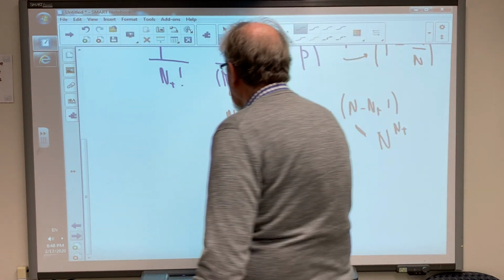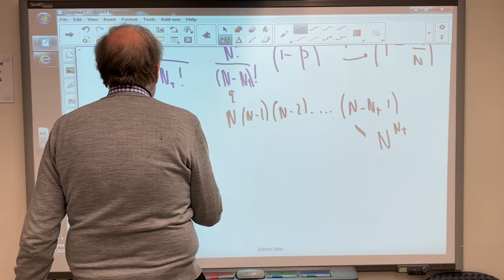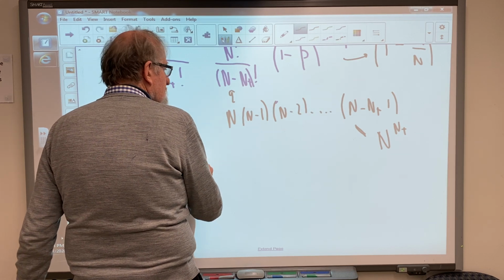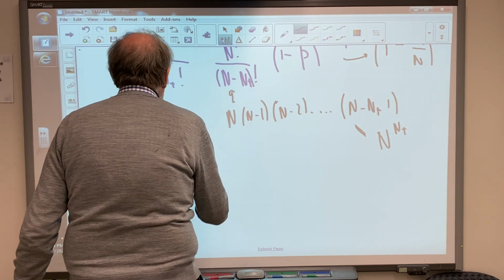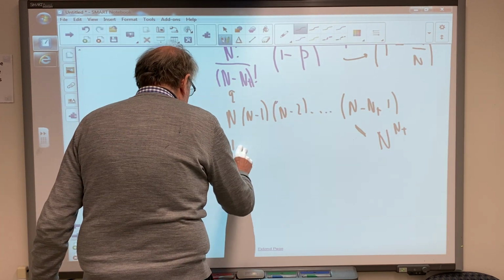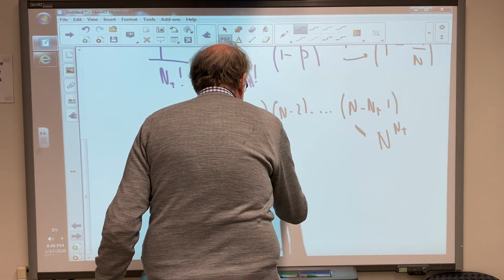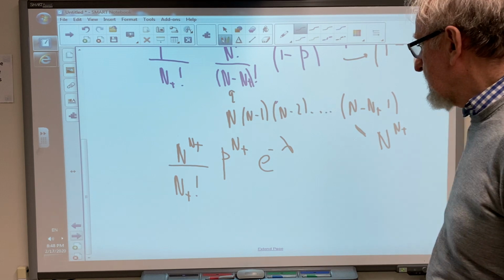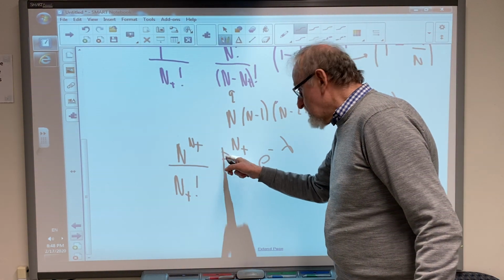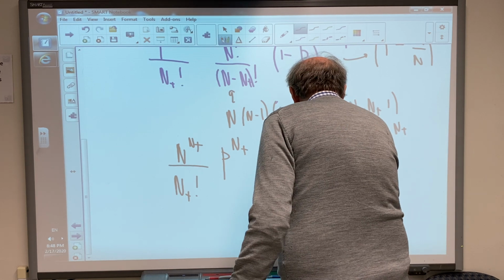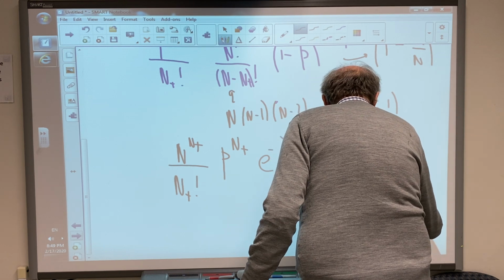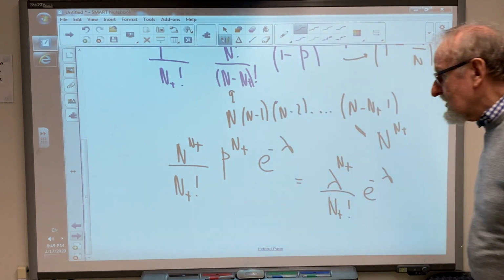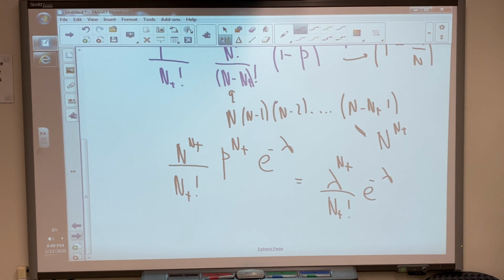So let me replace there. What do I get then? I get n to the power n plus over n plus factorial, that I have here, times e to the minus lambda. That's all I get. And n times p is what I call lambda, so this is lambda to the power n plus over n plus factorial, times e to the minus lambda. This is what's called the Poissonian approximation. So I approximate the binomial by this.